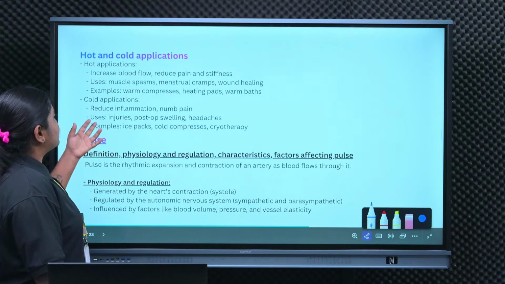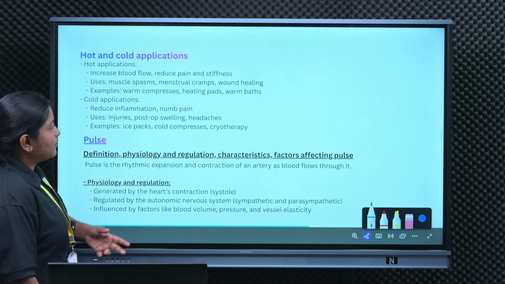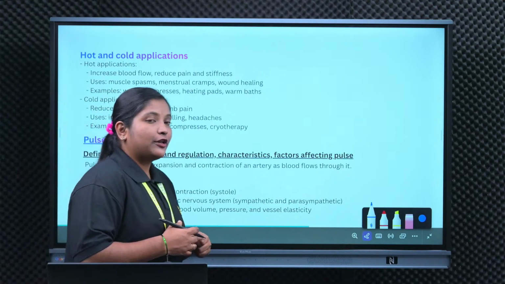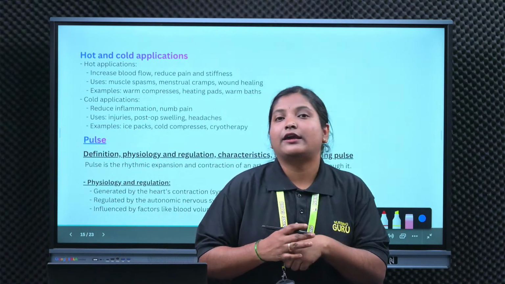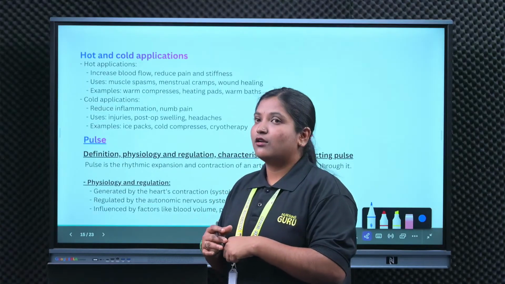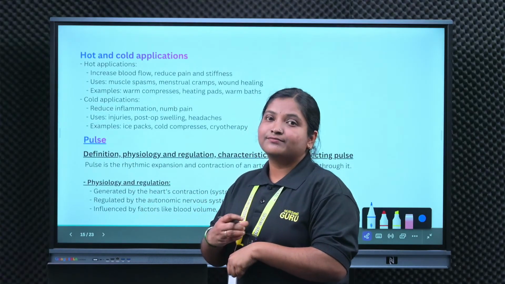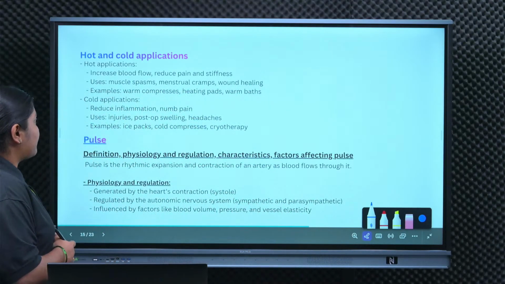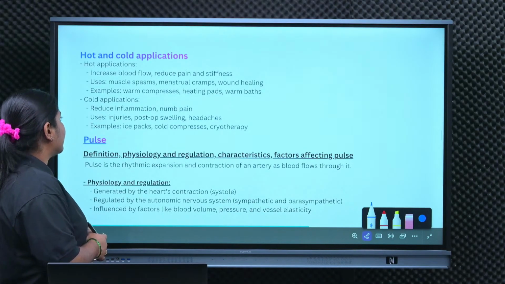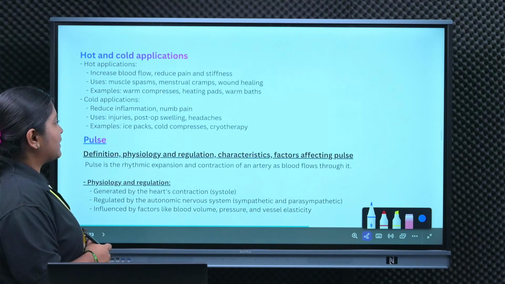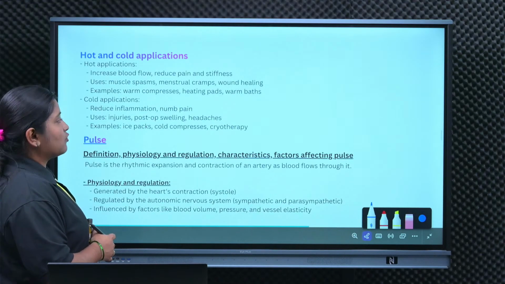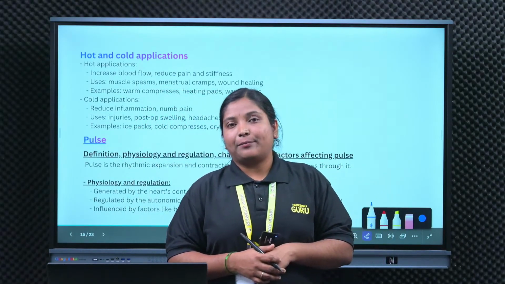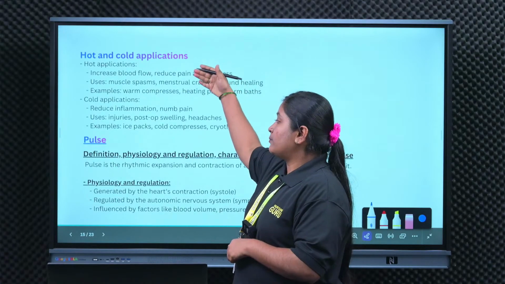The next one is cold application, used to reduce inflammation, numb pain, and reduce any kind of swelling. Suppose you are putting in a cannula, most of the time we can see swelling in the wrist, and by that time we advise the patient to apply an ice pack to reduce the numbness or the pain in that particular area. Uses include injury, post-operative swelling, and headaches. For example, ice packs, cold compresses, and cryotherapy are used during cold application. So that is the difference between hot application and cold application.